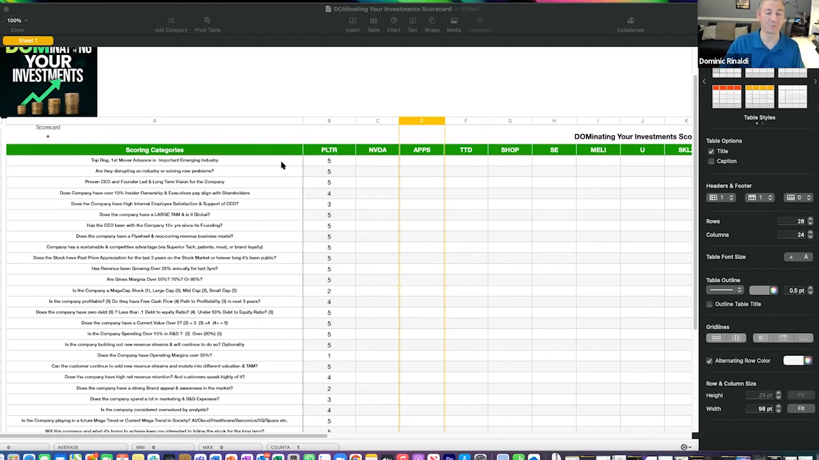So first thing is top dog, first mover advantage. It's very important. And being in an emerging industry, something that's going to really change and innovate and contribute to society, that's important to me when I'm looking at a company. We can then see, are they disrupting an industry or solving new problems? Companies that go after problems and solve them very effectively grow their customer base and they speed up their sales cycle, as it's much easier to get a purchase order if you're able to prove out the actual solving of the problem and the ROI of the product, which I think they do a fabulous job of with their business model. Proven CEO and founder-led leadership and long-term vision for the company.